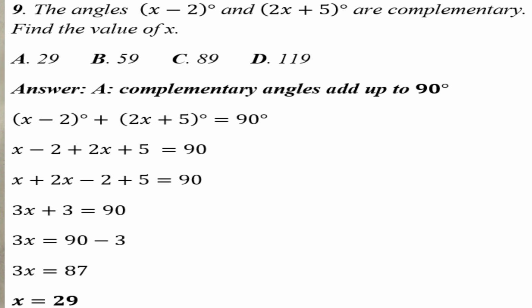Let me remove the degrees so that we just find the value of x. So 3x plus 3 is equal to 90, and then we are taking 3 to the other side. Once it crosses the equal sign, it becomes a negative. So 3x is equal to 90 minus 3. What we are getting is 87. Divide this by 3, this by 3, and x is equal to 29. So our x is simply 29.